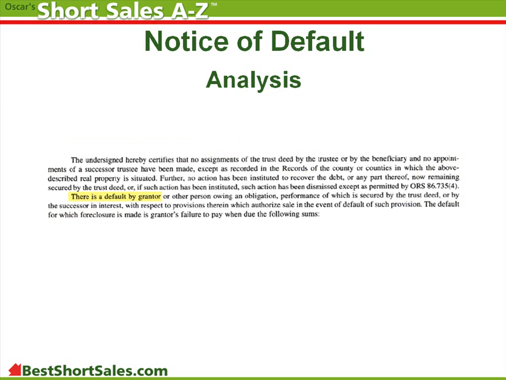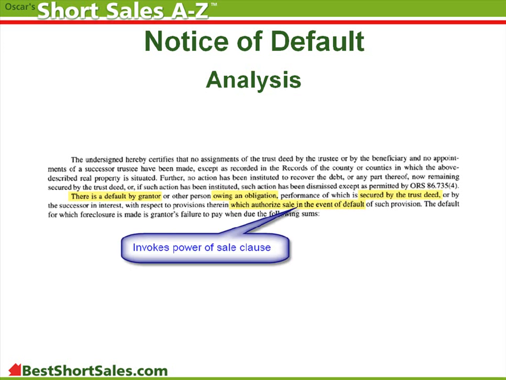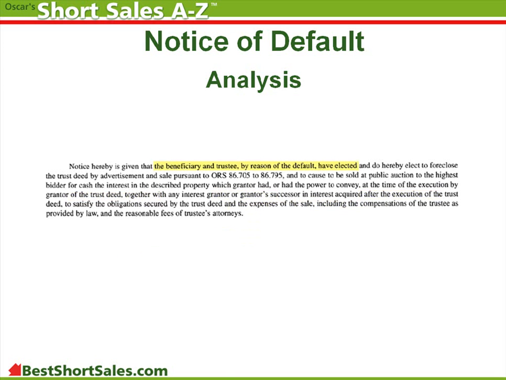It continues, "There is a default by grantor, owing an obligation, secured by the trustee, which authorizes sale in the event of default." This invokes the power of sale clause. It continues, "The beneficiary and trustee, by reason of the default, have elected to foreclose the trust deed, and to cause to be sold at public auction to highest bidder for cash the described property, to satisfy the obligation secured by the trust deed and expenses of the sale."